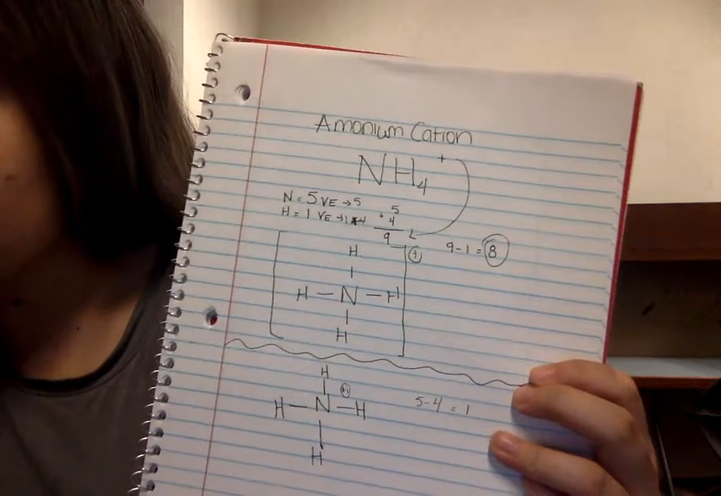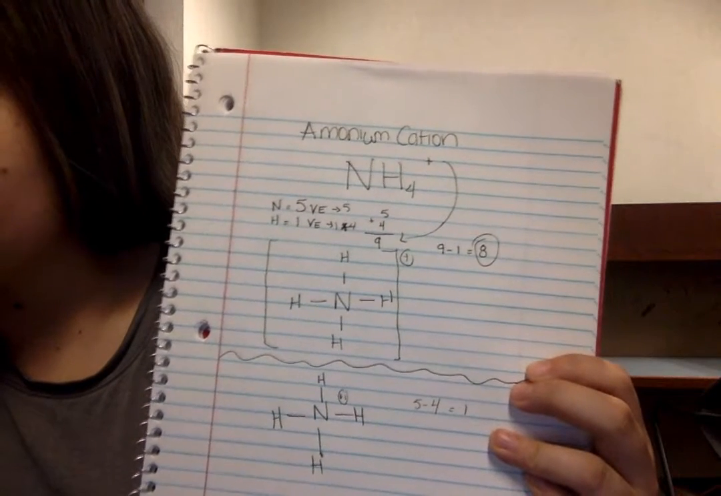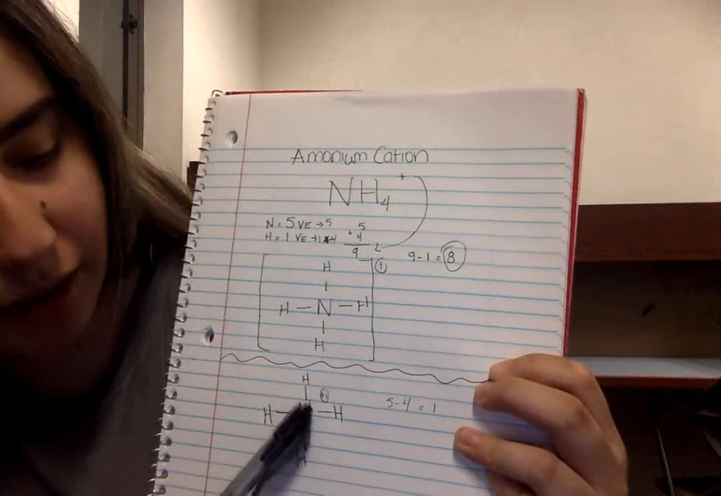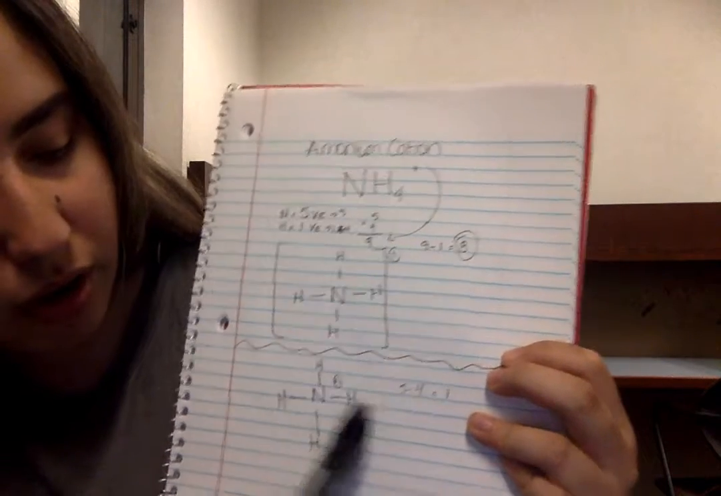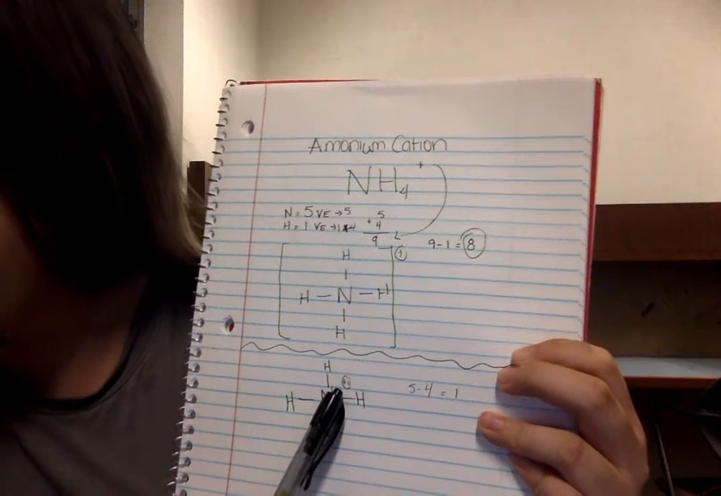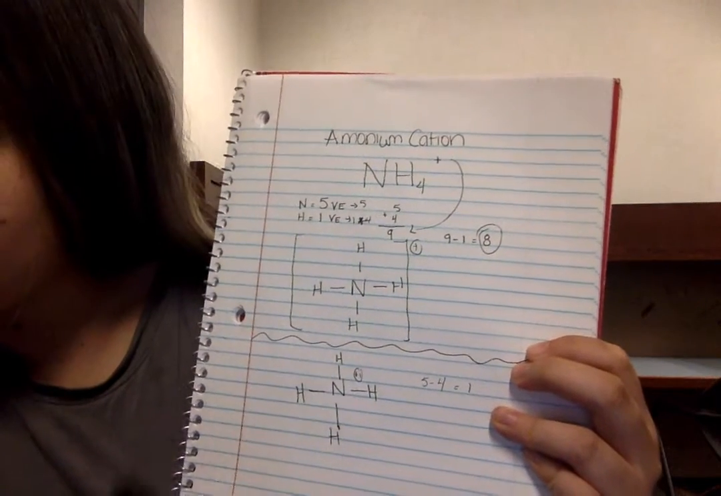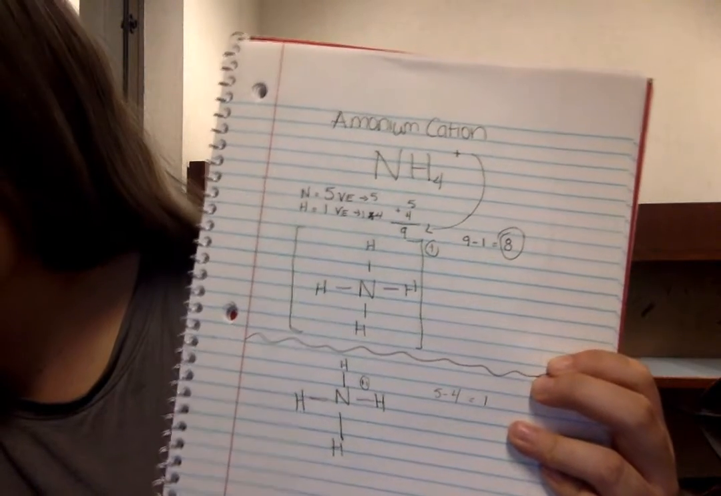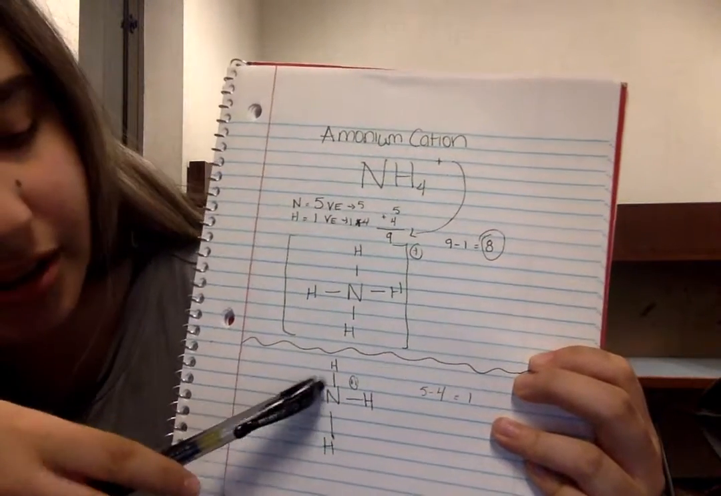So what we did was subtract from those 5 valence electrons the number of valence electrons in the bonded atom. So we subtracted those 4 and we got positive 1. So also look at the 2 electrons in the covalent bonds. One goes to nitrogen and one goes to hydrogen. So what we do is separate them just like this.